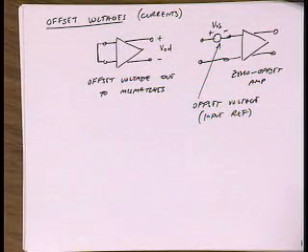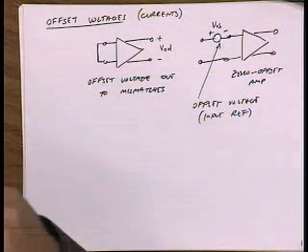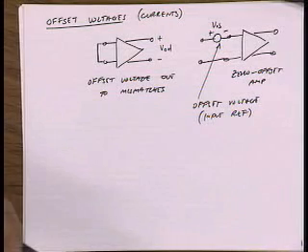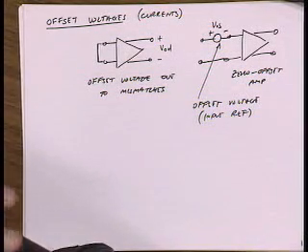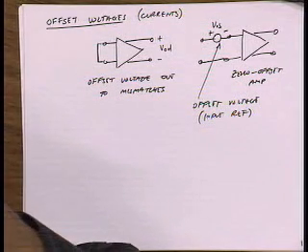Now let's say I tell you the offset voltage for an amplifier is 10 millivolts. What is the problem with that? If you're going to use this amplifier in different applications, how would this offset voltage affect you?